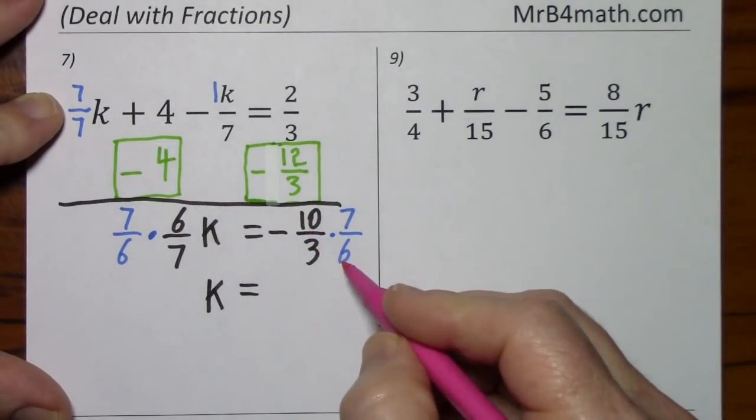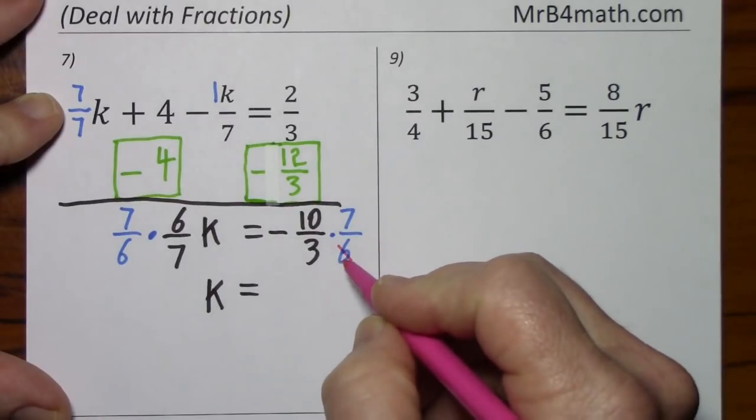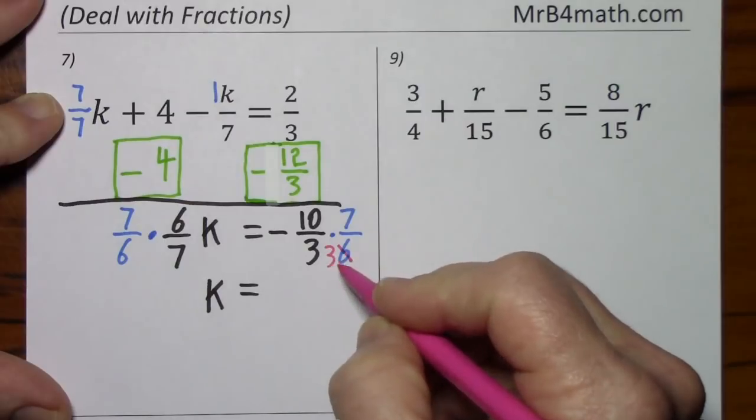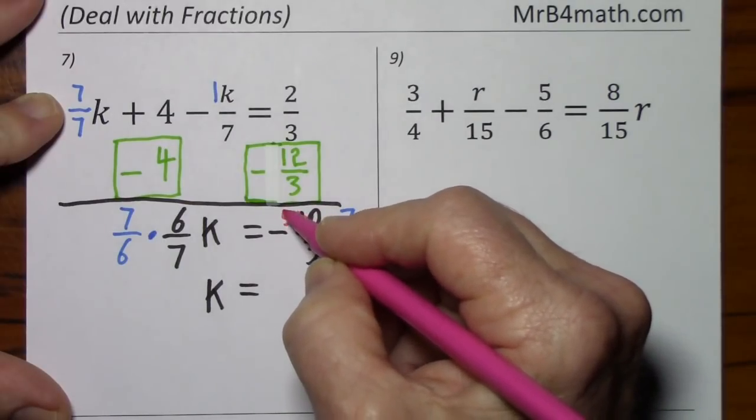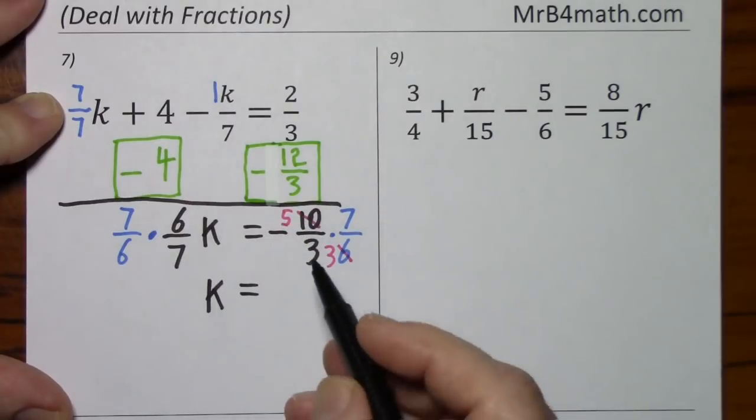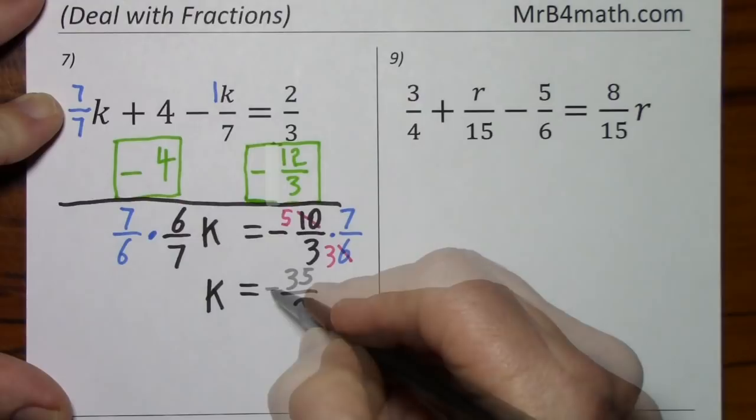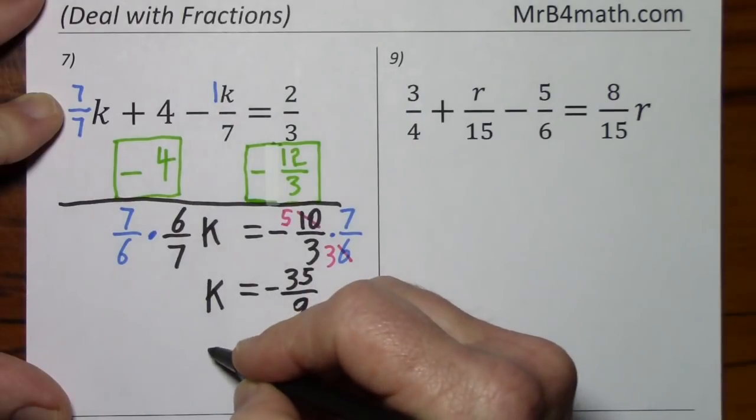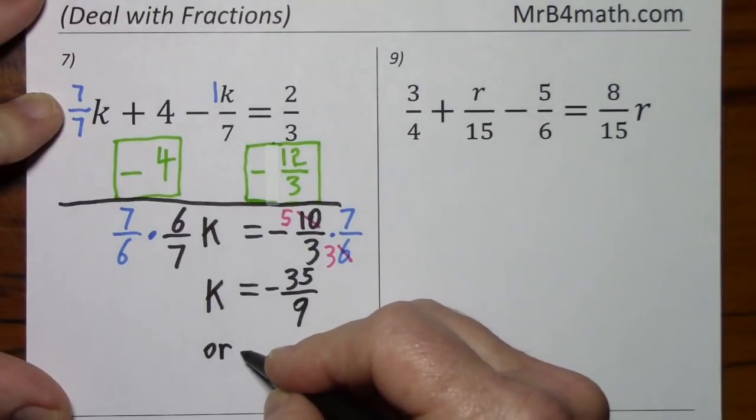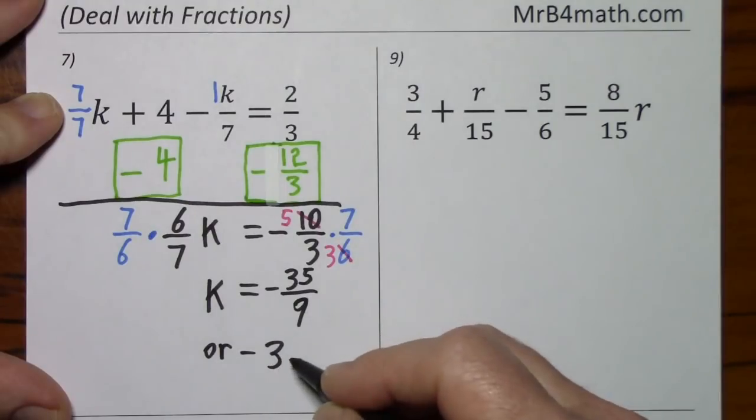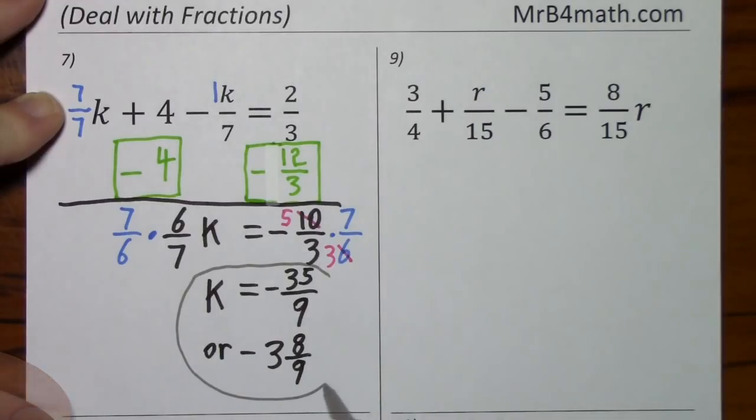We can reduce before multiplying. Common factor of 2. When you divide by 2, you're left with 3. Divide by 2, you're left with 5. And now we have negative 35/9. This can also be written as negative 3 8/9.